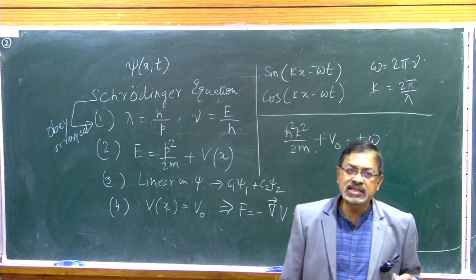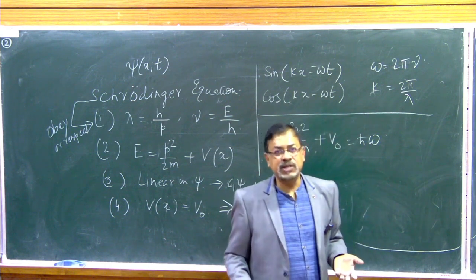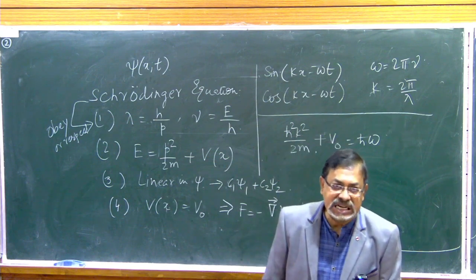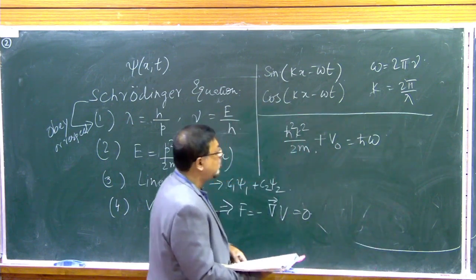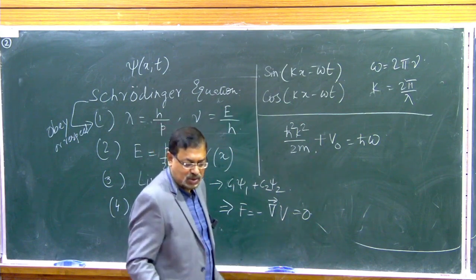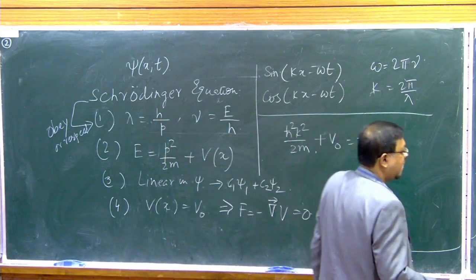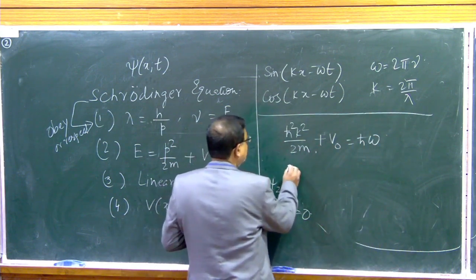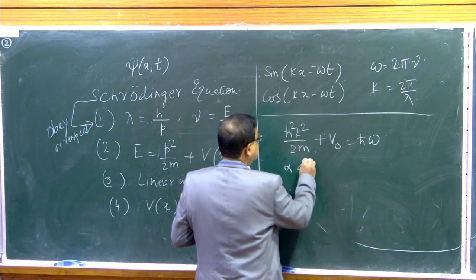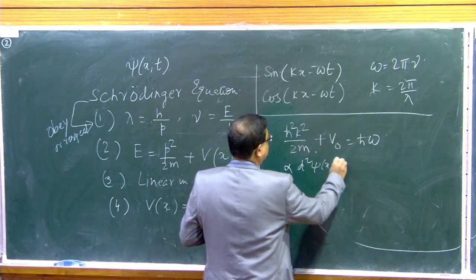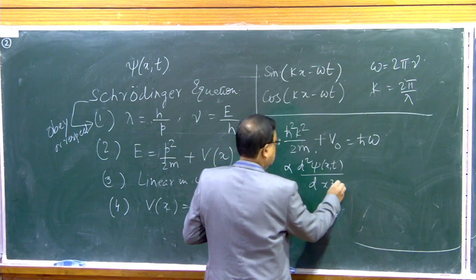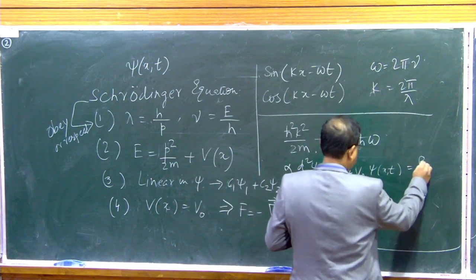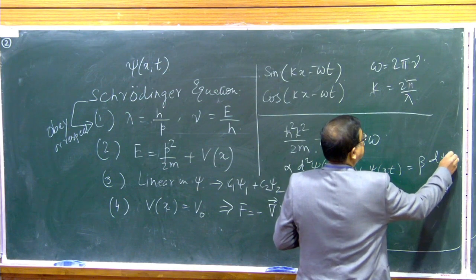And this is a little strange, because we have learned in your relativity course that this is not Lorentz invariant, and this is indeed not Lorentz invariant, and that's why it is not the most correct thing. So it's only valid for non-relativistic cases. So with that presumption, we write alpha d2 psi dx2 plus v0 psi(x,t) is equal to beta d psi(x,t) dt.